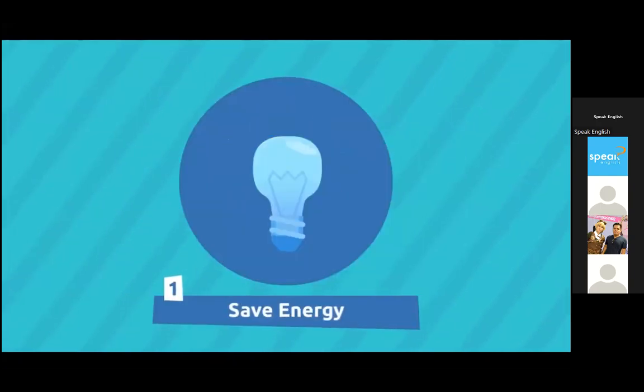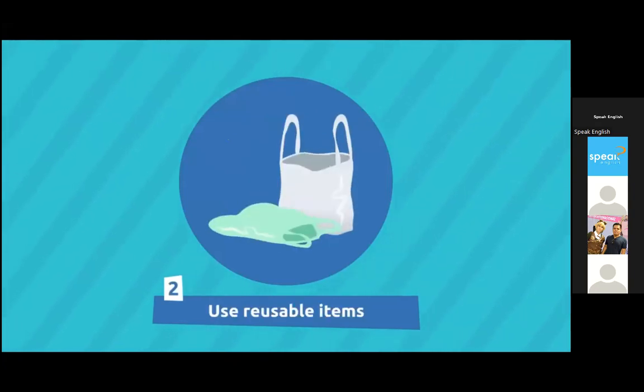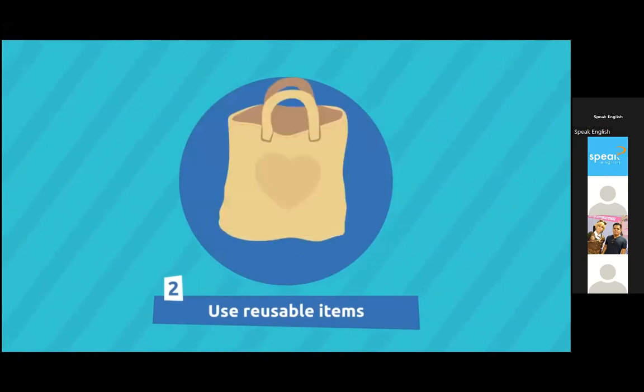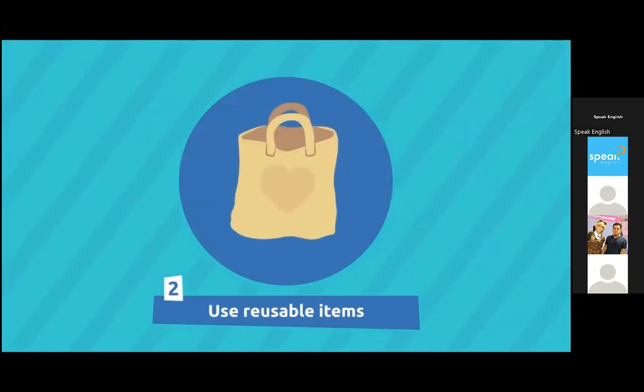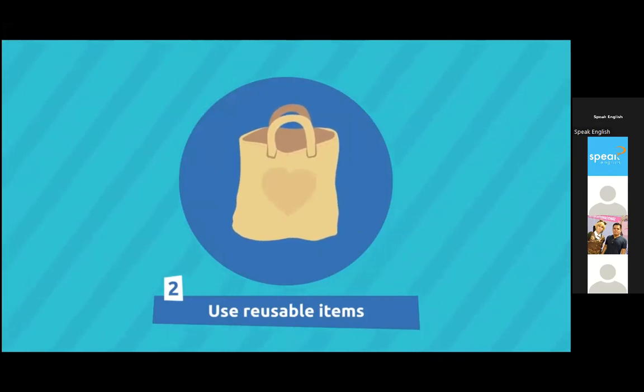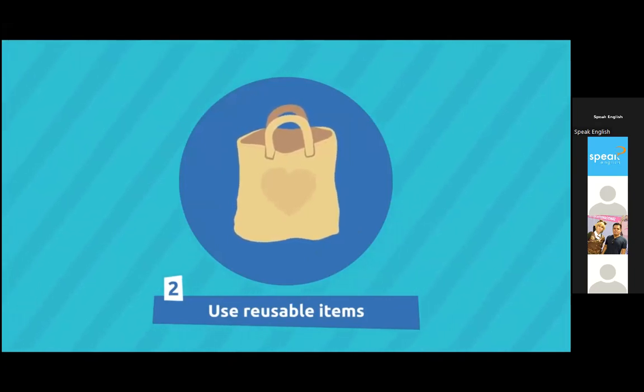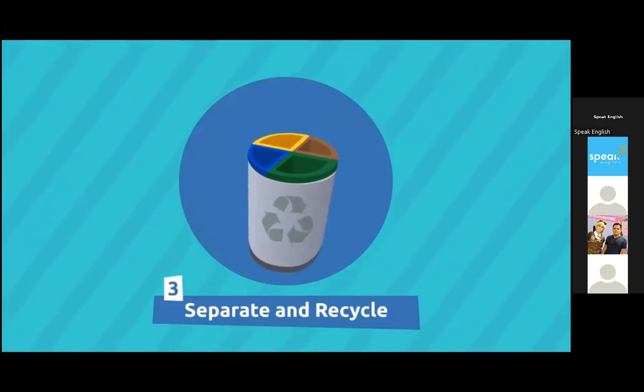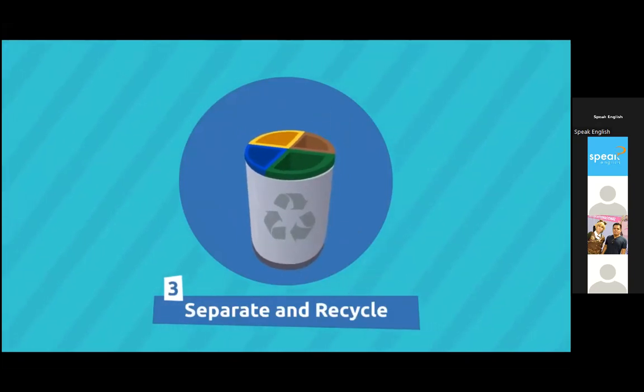Let's take a look. Turn off the lights and the electronic devices you're not using to save energy. Replace plastic bags with reusable cloth bags. It takes plastic bags years to decompose, and making them is a very contaminating process. Separate and recycle the different types of waste: organic, inorganic, containers, glass, or paper and cardboard.